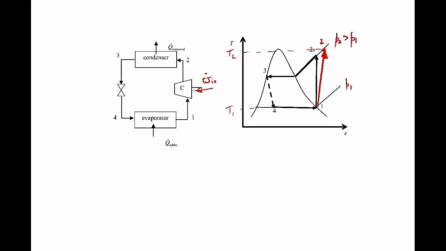So the compressor adds energy into the working fluid. I've shown here state 2s. This is in case your compressor has an isentropic efficiency less than 100%. Then your real state 2 is going to be somewhere over here. So I've just shown the 100% isentropic efficiency state here as well.